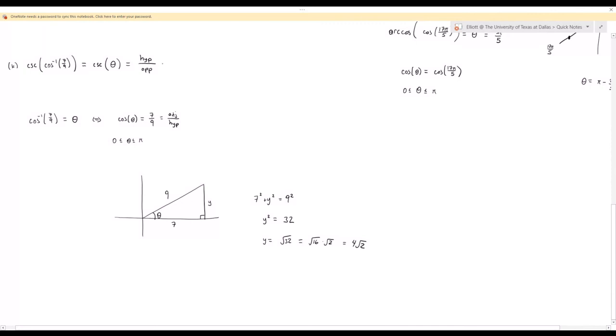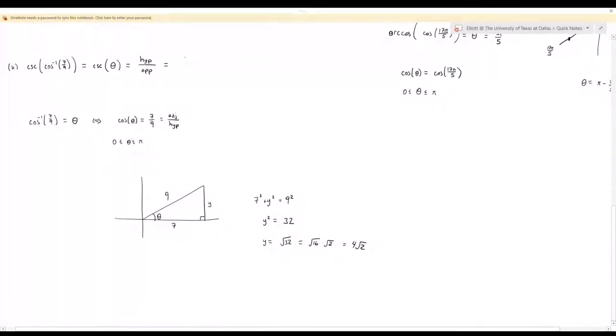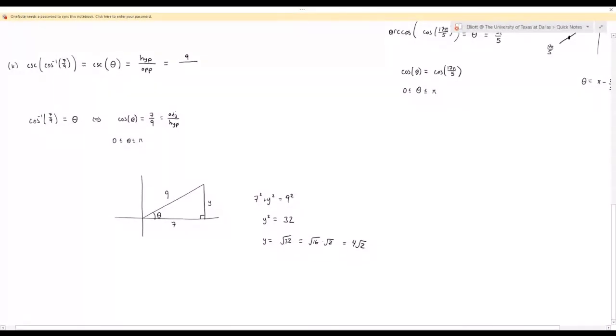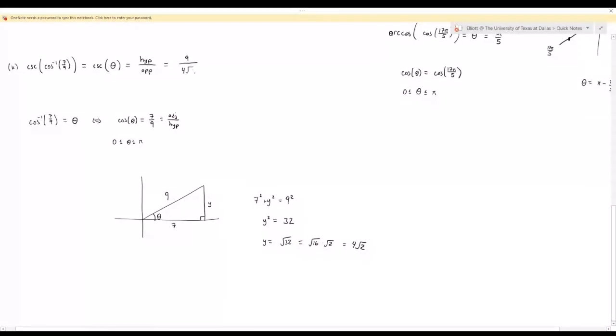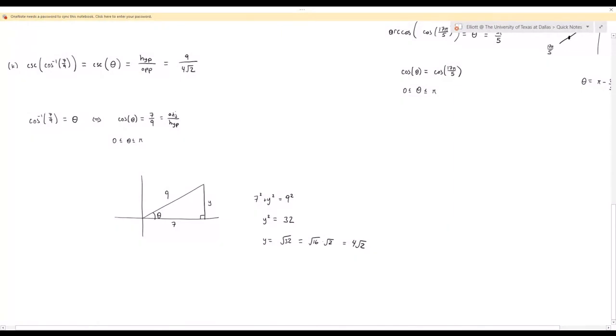So then hypotenuse was 9, and opposite was 4 root 2. So that will give us the final answer for that one.